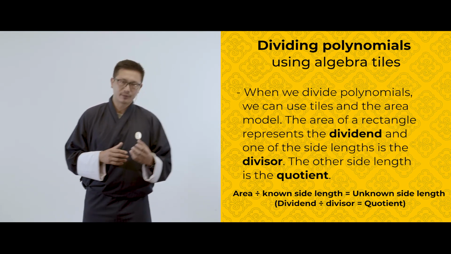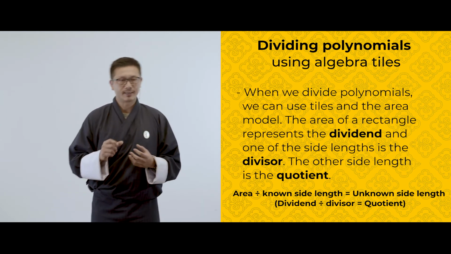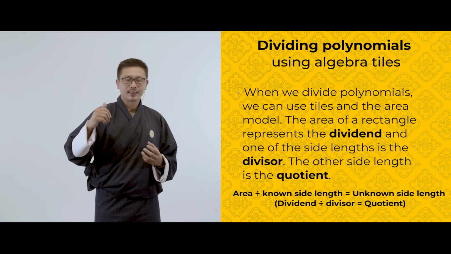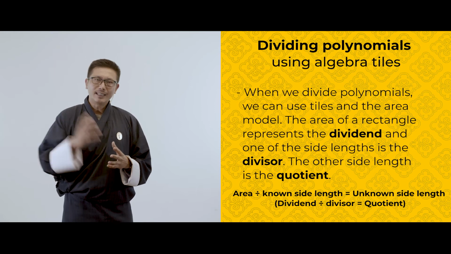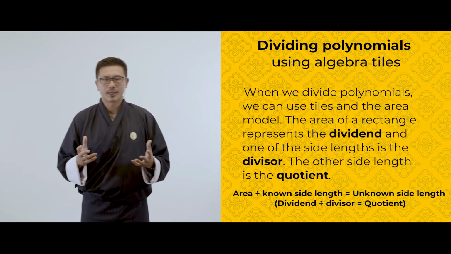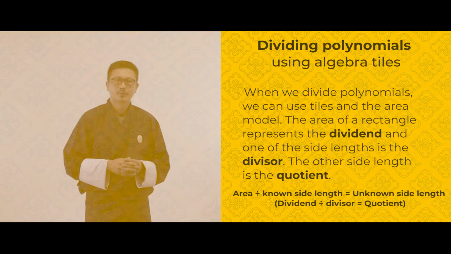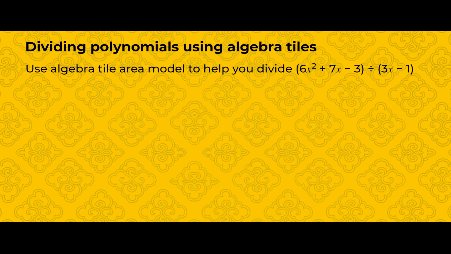Here, area is the dividend. The known side length, which we divide by, is the divisor. And the unknown side length is the quotient. Using the understanding of the area model in dividing polynomials with our algebra tiles, let us take a look at this example. Use the algebra tile area model to help you divide the polynomial 6x squared plus 7x minus 3 divided by 3x minus 1. So what is the dividend here? It's 6x squared plus 7x minus 3. And what is the divisor here? It is 3x minus 1.